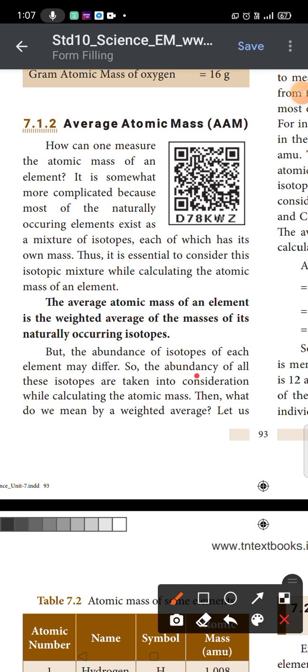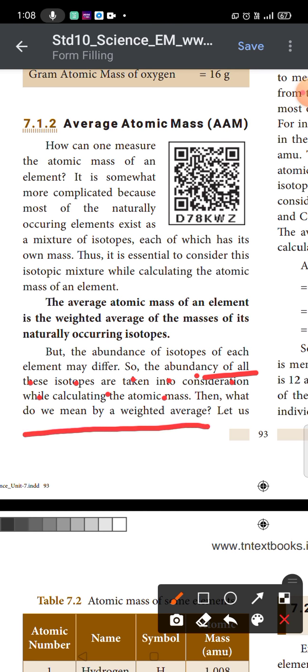The abundance of all these isotopes is taken into consideration while calculating the atomic mass. If we want to calculate the average atomic mass of an element, definitely we need to consider the abundance of all isotopes. Then what do we mean by a weighted average?